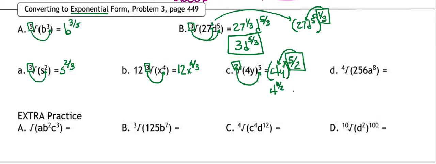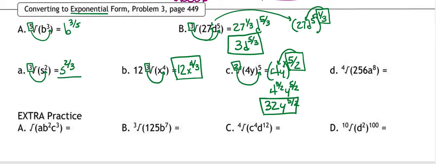4 to the 5/2, y to the 5/2. All right, now 4 to the 5/2 can be simplified into a 32. So leave it as a 32, and then y to the 5/2. I'm not sure why I didn't circle the rest of my answers, but oh well, it's too late now. I can go back and circle them. It doesn't take very long.